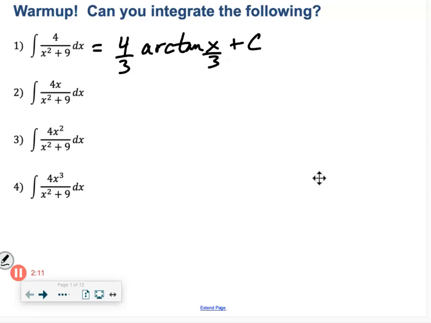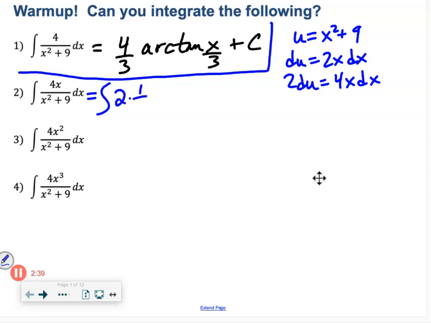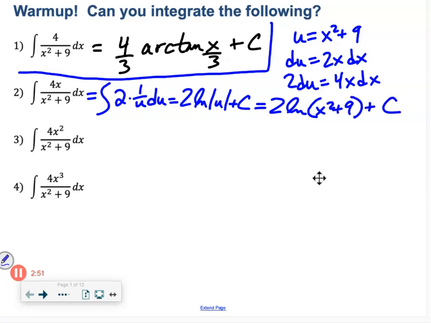So the next one is a traditional U sub problem. This is the one I'm hoping most of you got. So I'm going to kind of barricade number 1 off here. Number 2, I'm going to put the U sub up here. So U is your x squared plus 9, du is 2x dx, 2 du would equal 4x dx. So we end up with this equaling the integral of 2 times 1 over u du, which is 2 ln absolute u plus c, which is 2 ln x squared plus 9 plus c.